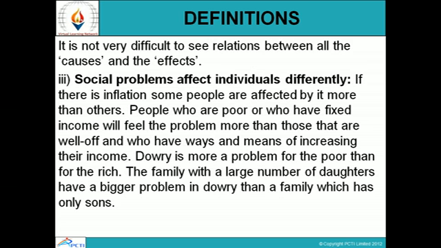Social problems affect individuals differently. If there is inflation, some people are affected by it more than the others. People who are poor or who have fixed income will feel the problem more than those that are well off and who have ways and means of increasing their income. Dowry is more a problem for the poor than for the rich. The family with a large number of daughters has a bigger problem in dowry than a family which has only sons.